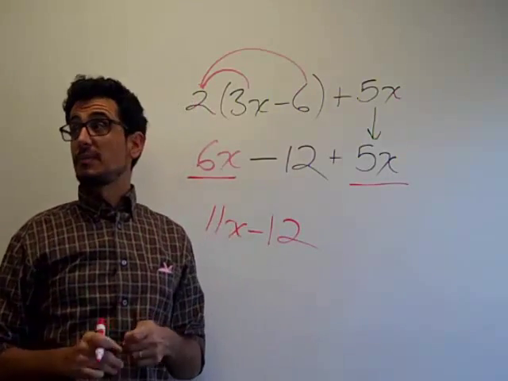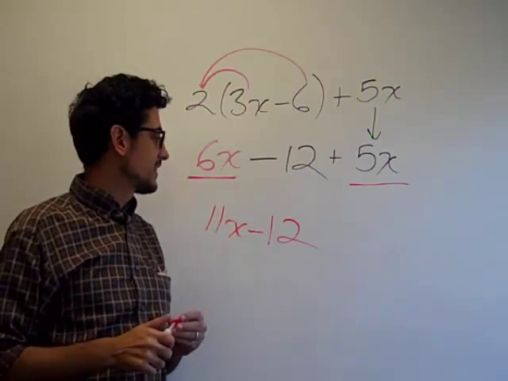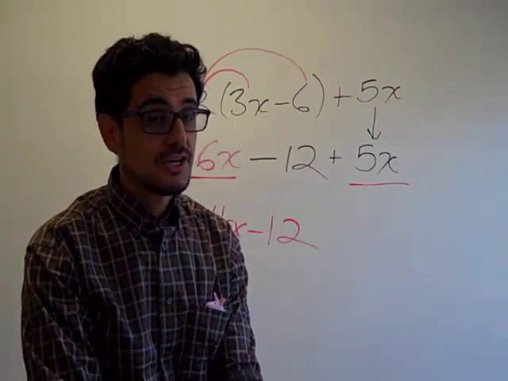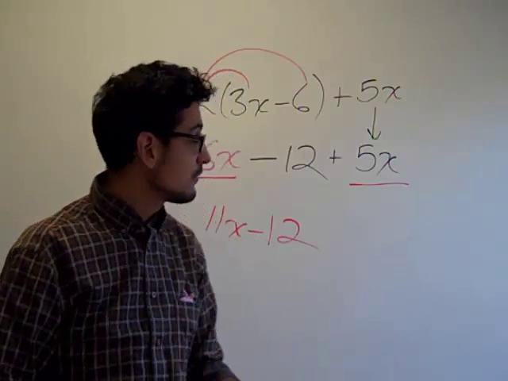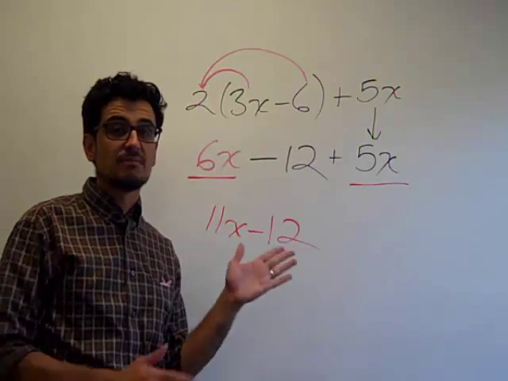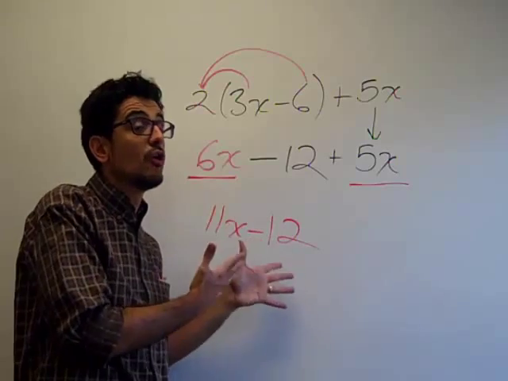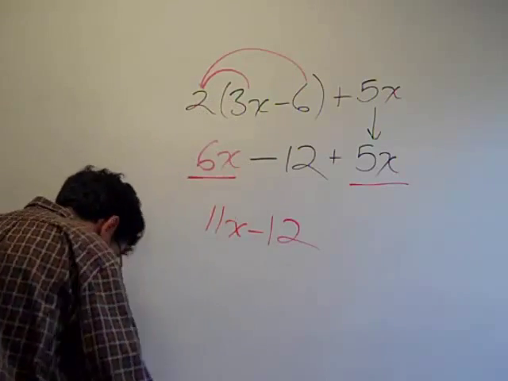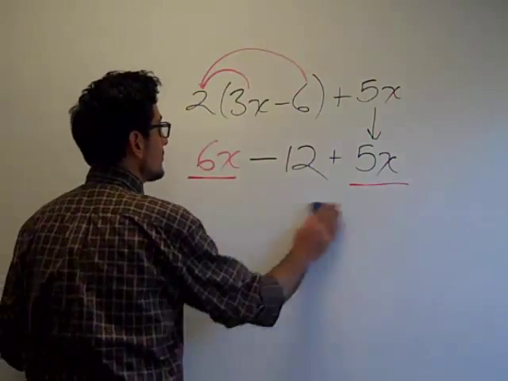Now, my problem stops right here. I really can't do anything else. These guys are stuck right here, and this is simplified as much as I can simplify it, okay? Because we don't know the value of x, I can't combine 11x and 12. Had I known the value of x, I could keep going. But that's not the case, so I can't do anything with it. So, next problem.